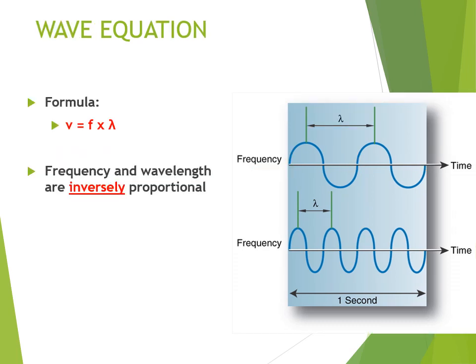Looking at the equation for that, velocity equals frequency times wavelength. Velocity doesn't change with electromagnetic radiation. So as frequency goes up, wavelength has to go down. That means they're inversely proportional, which is exactly what we just said in the previous slide. If you have a high frequency, you have a short wavelength.